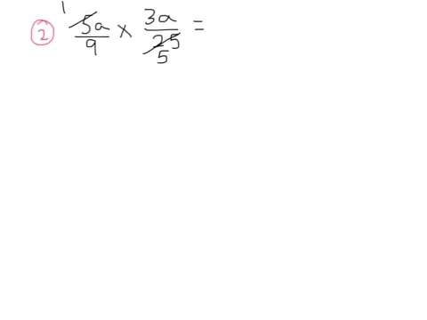Same goes for 3. 3 divided by 3 is 1. 9 divided by 3 is 3. That makes it much easier to multiply without using the calculator. Now, a times a, as we said previously, if there is nothing on top of the a, there's a 1, and there's a 1 there.